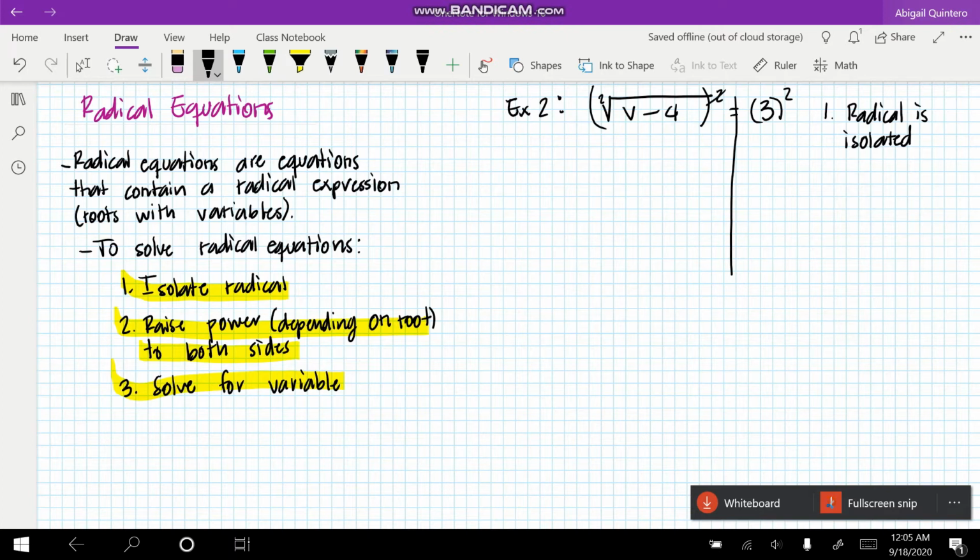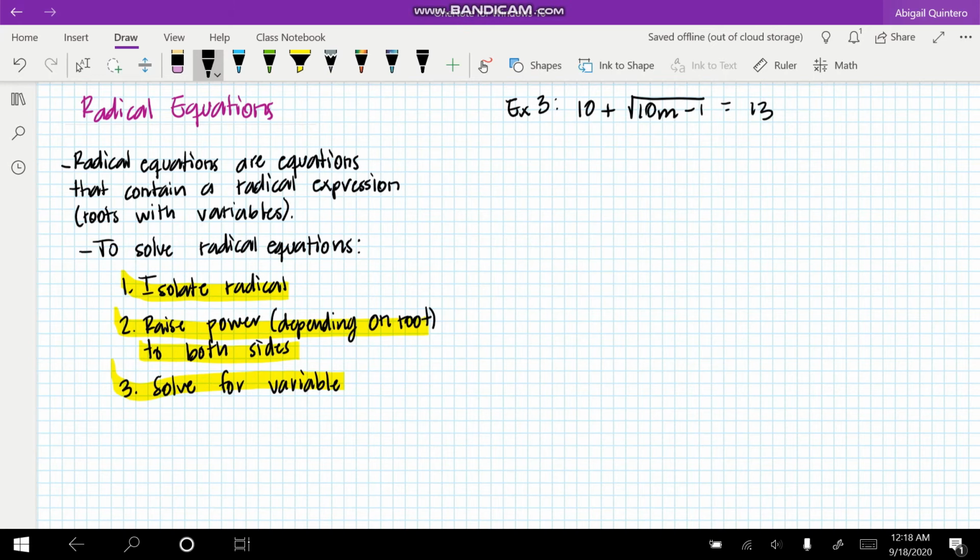So then the square and the square cancel out, and we're left with b minus 4 equals 3 to the second power, which is 9. So that's step number 2. And step number 3 is to solve for the variable. So we want the b to be by itself, so that negative 4 has to move to the other side. Because it's negative, it has to move as a positive. So b equals 9 plus 4, which is 13.